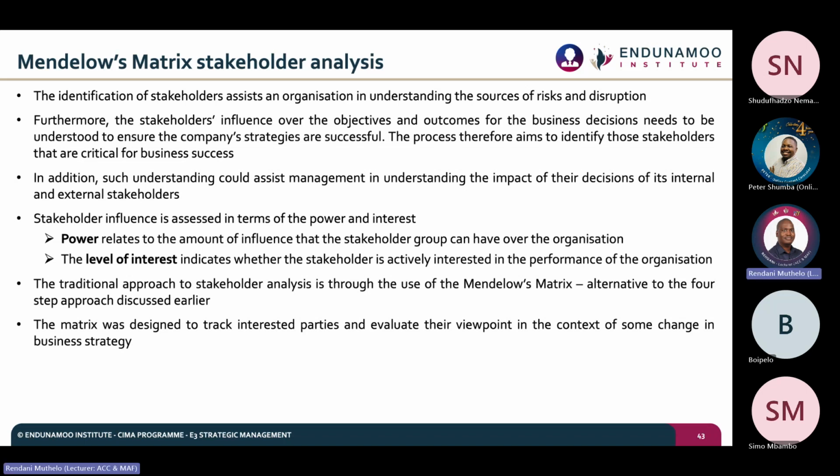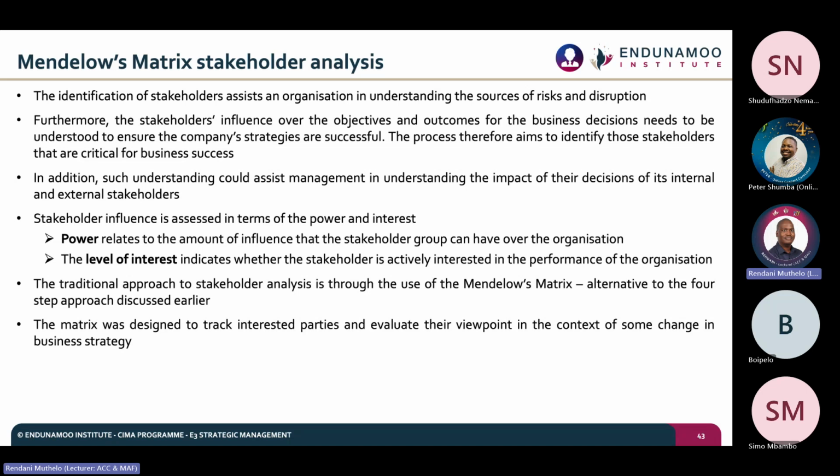So now we are understanding that, oh, they are important and we have to do what? We have to be mindful of them. So how do we then go about managing them? We have to consider two things: their power and their interest. Their power is simply the influence that they have over the organization, their ability to impose their will on us. And the level of interest indicates whether they are really interested in us. Do they care?